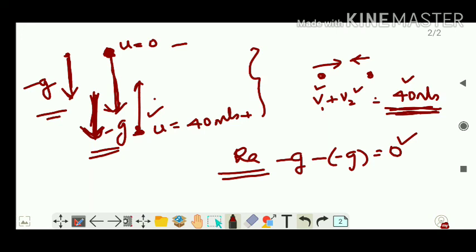Right? Clear? Now let's say the balls are meeting after t seconds. They are released at the same time, right? So after t seconds they are meeting, and the distance traveled by the balls, let's say, is s. So I hope you understood. Let s be the distance traveled by the balls and t be the time when they are meeting, after t seconds, right?